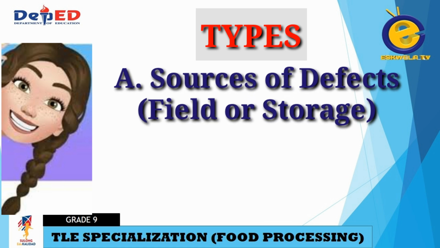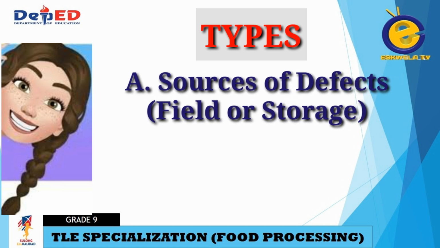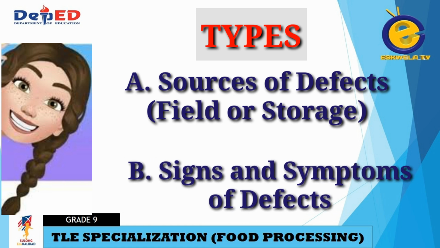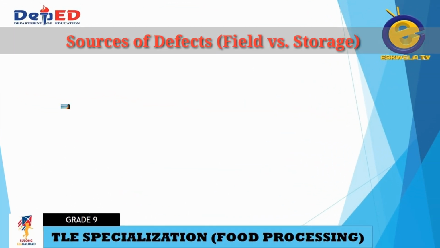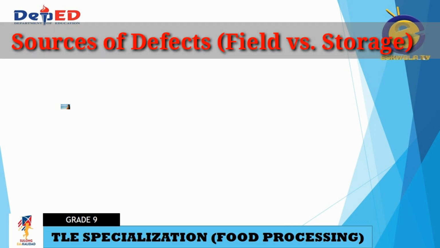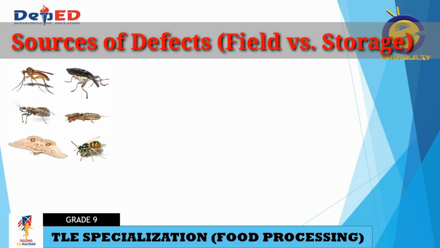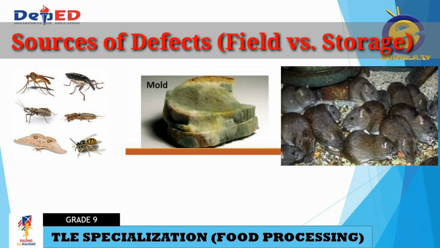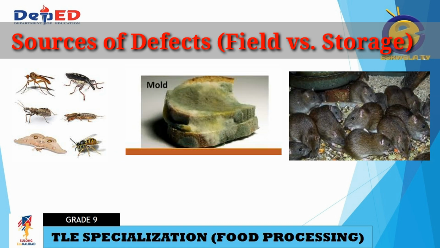Number 1, sources of defects, field versus storage. And number 2, the signs and symptoms of defects. In sources of defects, field versus storage, insects, molds, and rodents are the principal causative agents for most of the defects covered by microanalytical methods.